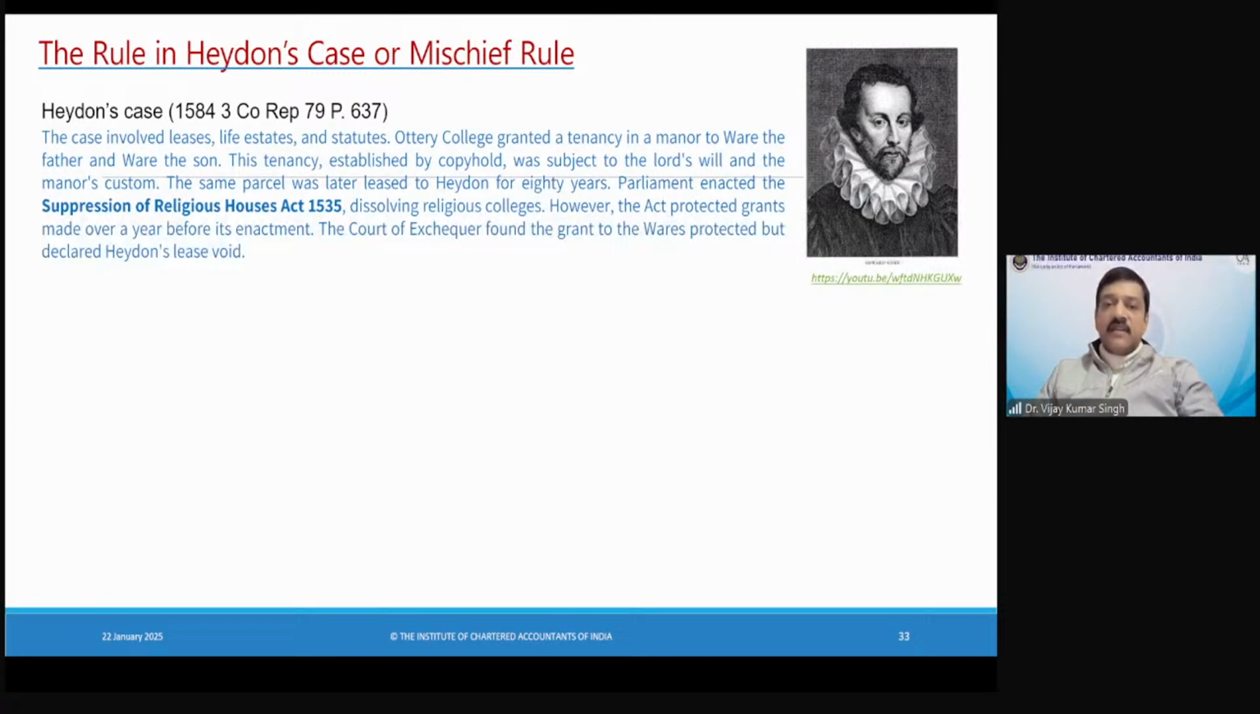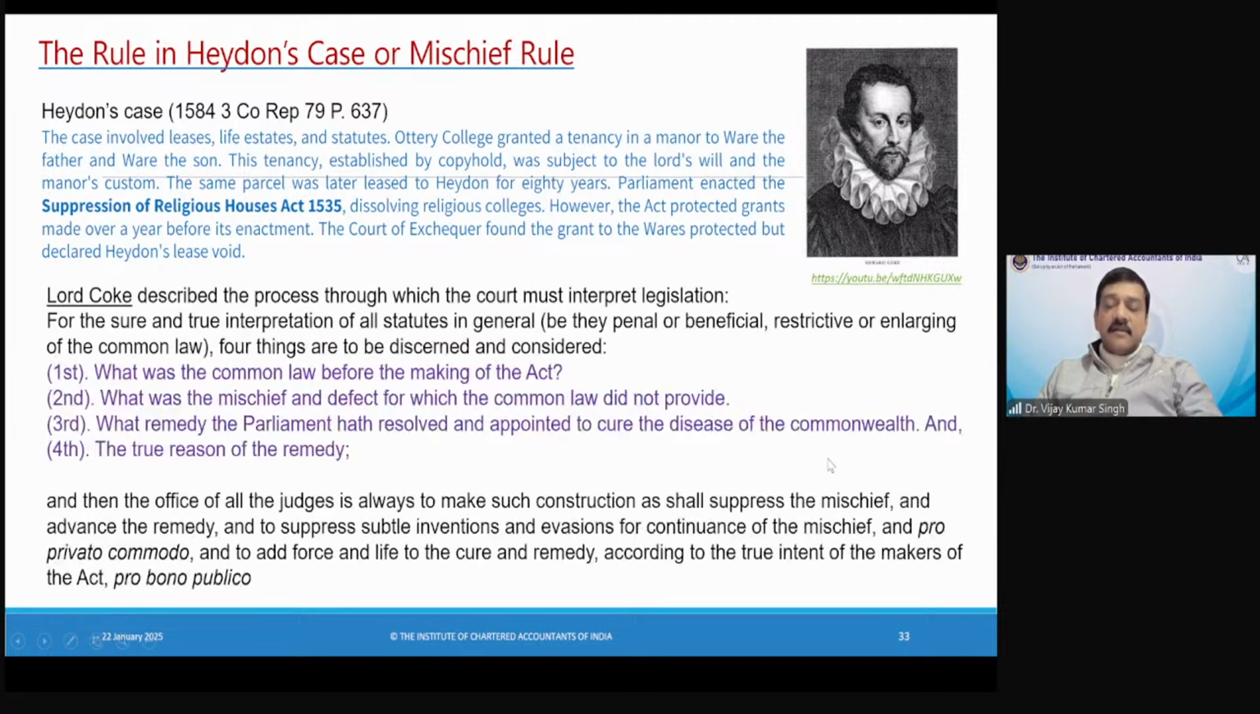So Hayden was given the land, and this was within the 1 year period which the Suppression of Religious Houses Act mentioned. So the court, while interpreting this, tried to correct the mischief, and it saw what the objective here was. The court held that the transfer of land from the original father and son to Hayden was with an objective to evade the Suppression of Religious Houses Act, and that is not correct, and that was not the intention with which the legislation was brought up.